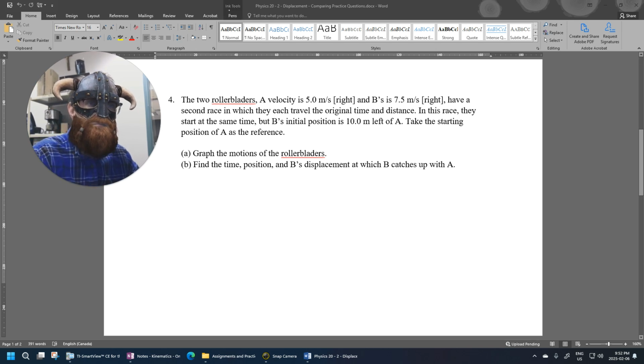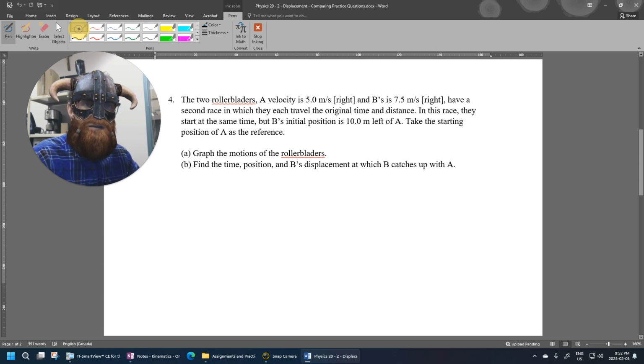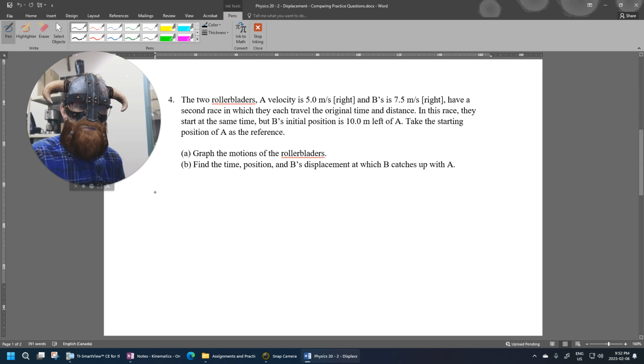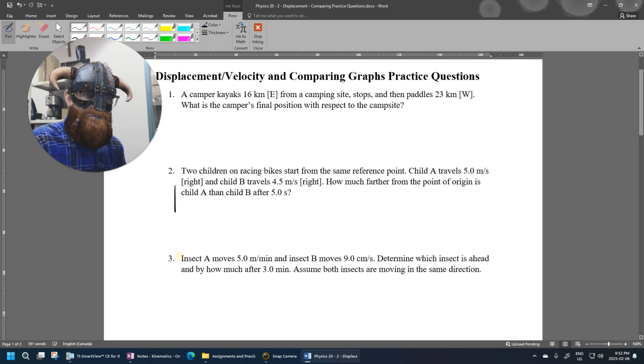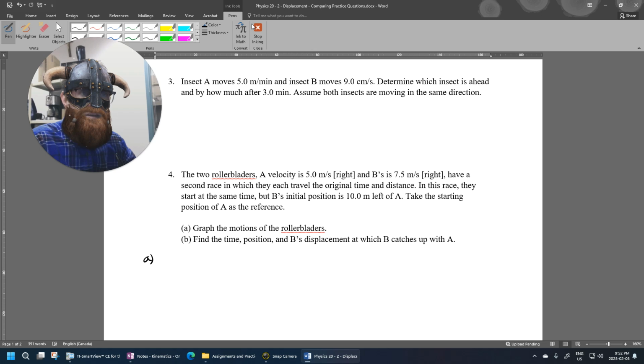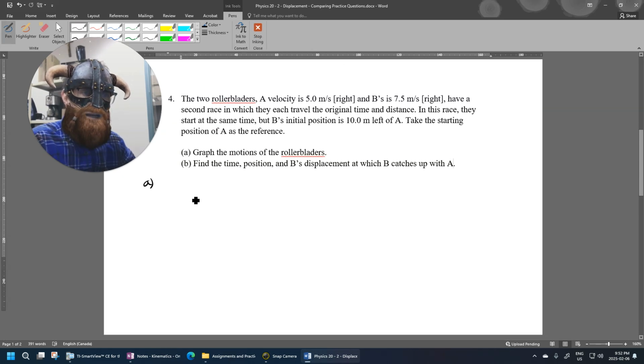I'm not going to make a very detailed graph here. I made you hand in one during the quiz, so I'm just going to make this one a pretty simple one. So let me just write this out. I'm going to create a simple little graph here. Position, time graph. There we go.